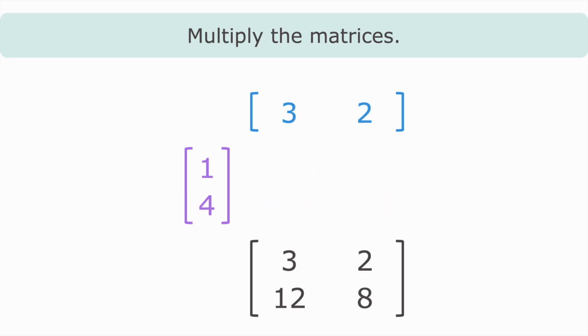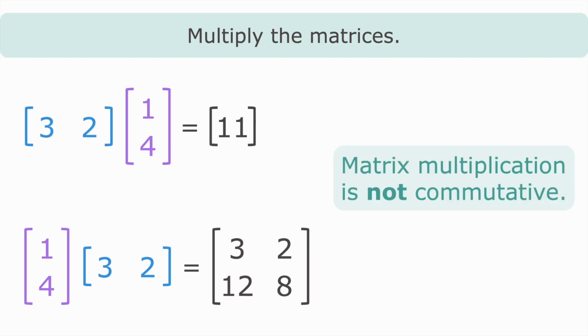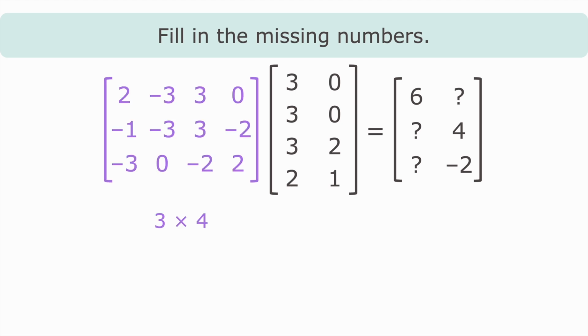Great work! Comparing this with our first product helps us see that matrix multiplication is not commutative, meaning the order that you multiply matters. Let's try one more example together. Here we have a 3 by 4 matrix times a 4 by 2 matrix. The middle dimensions match, so we can see that this multiplication is possible, and the product will be a 3 by 2 matrix, which we see here.